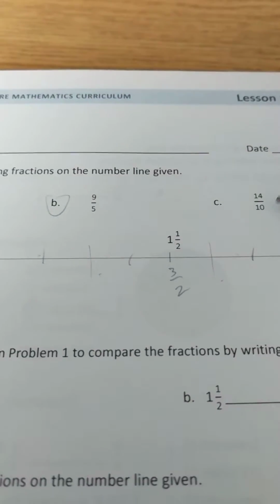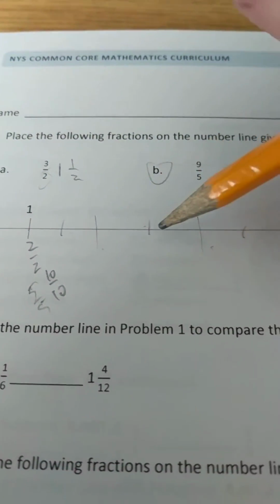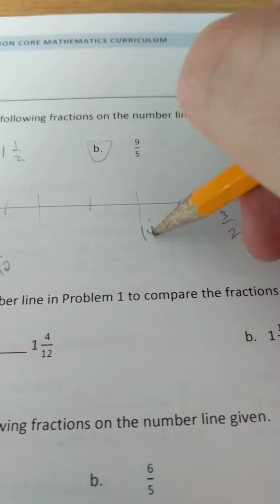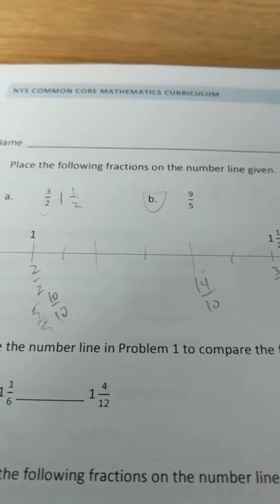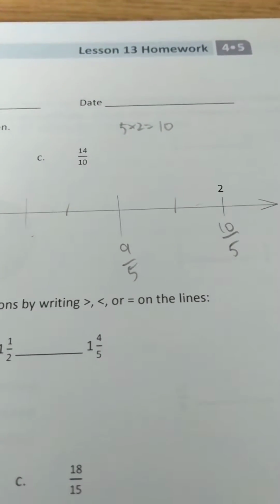So, 14/10. This would be 10/10 as a whole. So, 11/10, 12/10, 13/10, 14/10. We'll go right about here. I hope that makes sense. We will go over this again tomorrow.